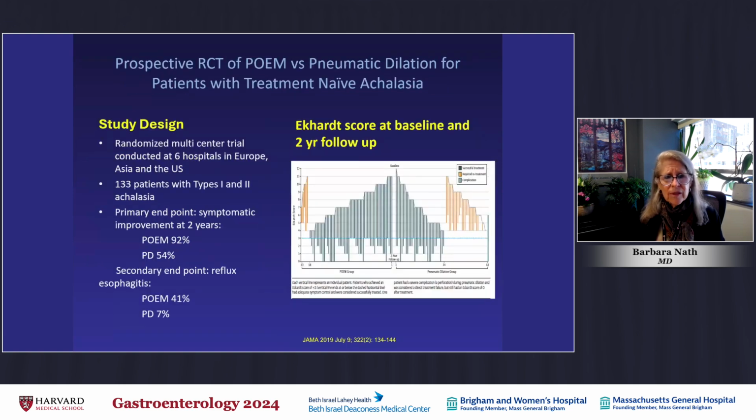The second RCT was comparing a POEM to pneumatic dilation in patients with treatment-naive achalasia, and they included only patients with types 1 and 2, and they excluded type 3. Same primary endpoint, and they found that the POEM did extremely well at 2 years. And not surprisingly, the pneumatic dilation group did not, but again, they only had 1 dilation, and typically to treat this group adequately, they need more than 1 dilation. And the secondary endpoint of reflux showed a big difference, it's not surprising, between the POEM and pneumatic dilation.